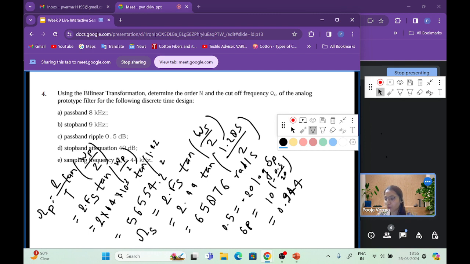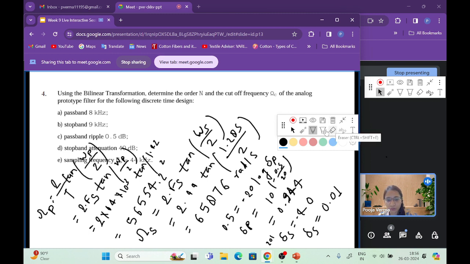The passband ripple we have got. Similarly the stop band attenuation also we need to change. So for del s, we need minus 20 log del s is equal to 40 dB. If you solve, you will get del s as 0.01 after changing it from dB. Okay, so now we have got omega p, omega s, del p and del s, passband ripple and stop band attenuation. Now we have to calculate the order of the filter using the bilinear transformation.